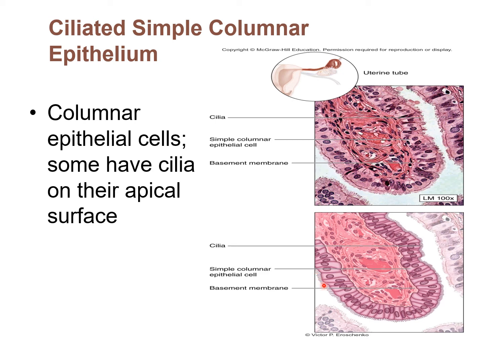Remember how we said you want to have cilia wherever you want to sweep things away. And by the way, cilia or microvilli are always going to be by the apical surface. You will never find cilia or microvilli by the basal surface, because the basal surface is going to be attached to the connective tissue. So this is just another image of a simple columnar, but with cilia on its surface.